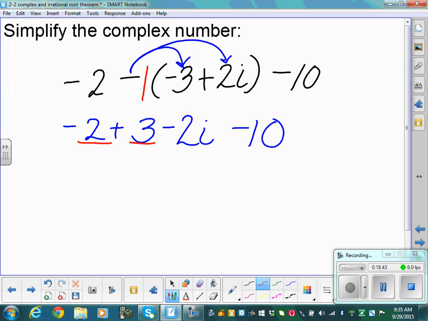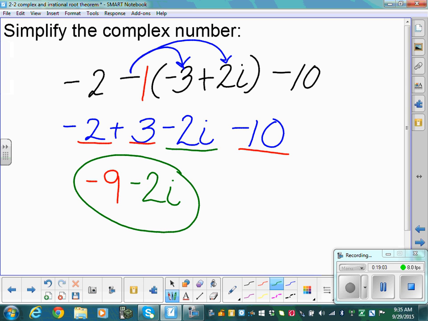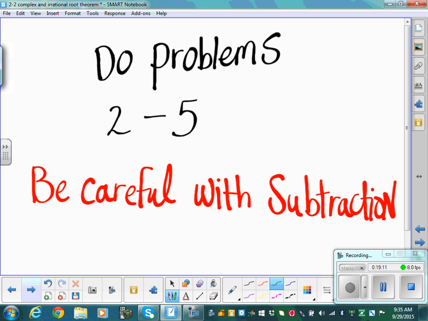Negative 2 plus 3 is 1. So we have 1 minus 10, negative 9. And then we have negative 2i's, no other i's to combine it with, so negative 2i's. That's in the form of a plus bi. Are you ready to practice on your own? Do problems 2 through 5.